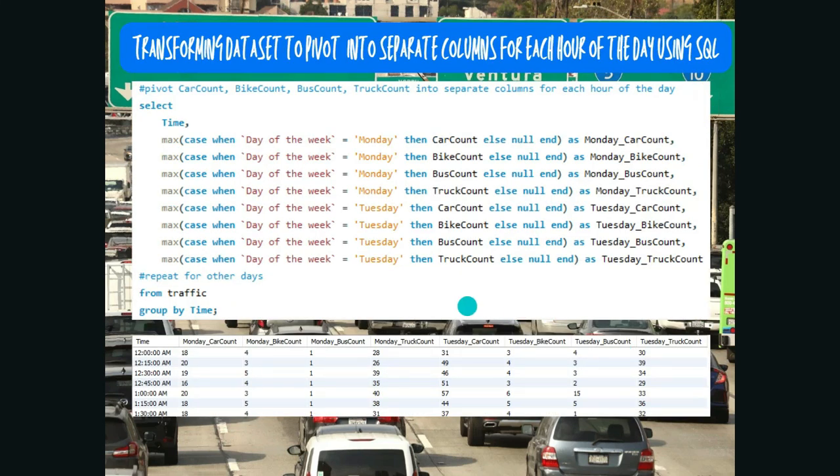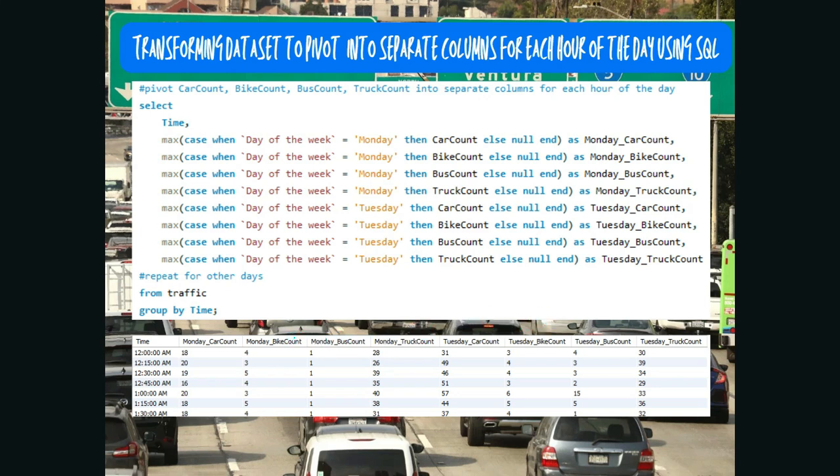And here I transformed my data to pivot the car count, bike count, bus count, and truck count into separate columns. In this pivot format, car count, bike count, bus count, and truck count represent different counts for cars, bikes, buses, and trucks at specified times. And you can see that we can identify which vehicle type is the most prevalent at specific times.